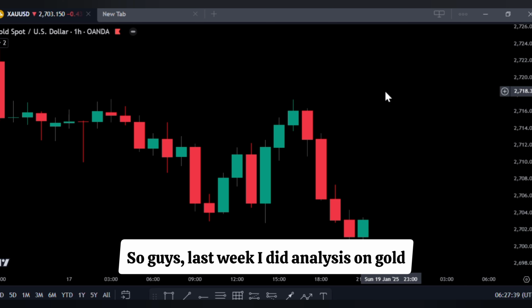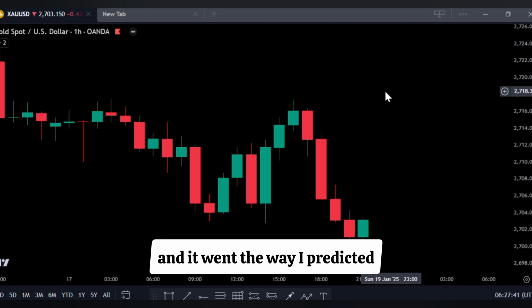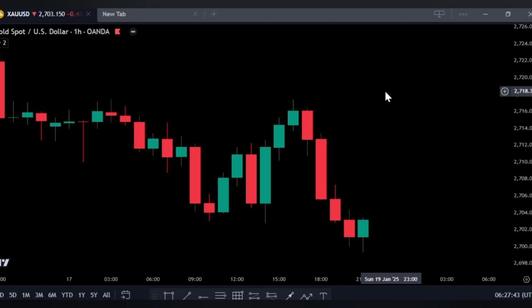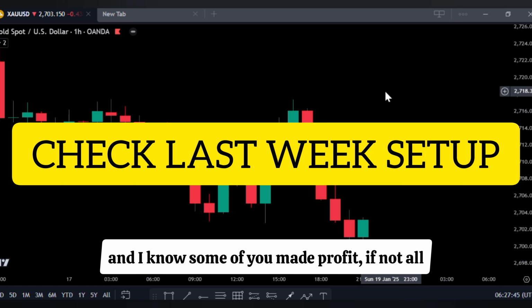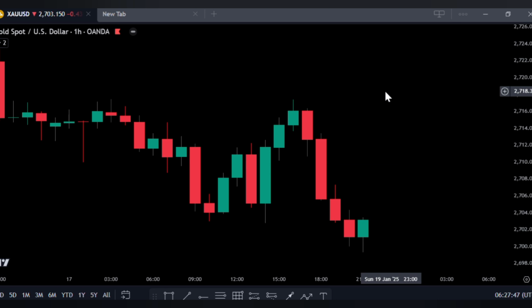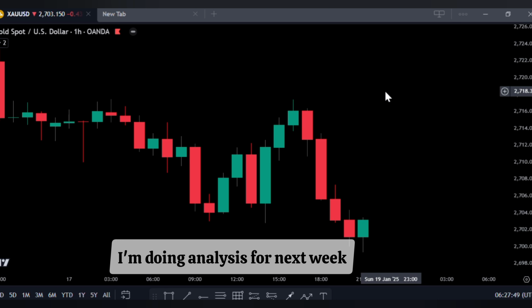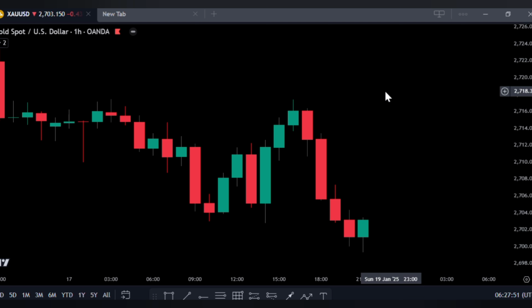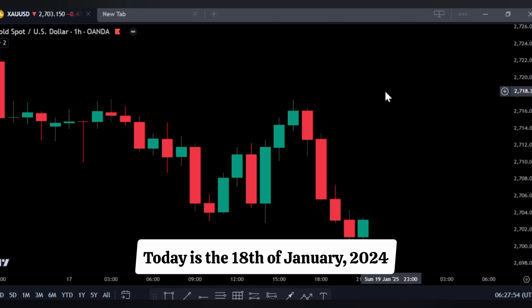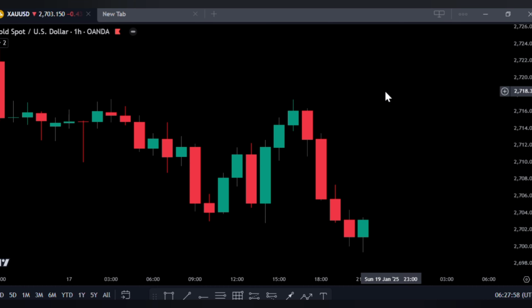So guys, last week I did analysis on gold and it went the way I predicted, and I know some of you made profit, if not all. But this week again, I'm doing analysis for next week. Today is the 18th of January 2024.